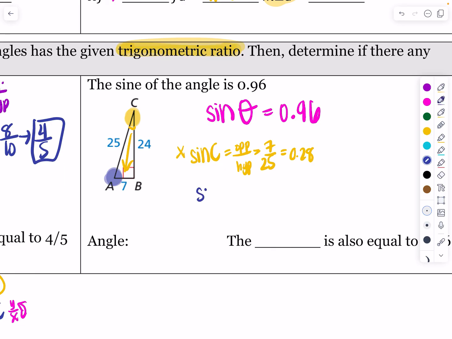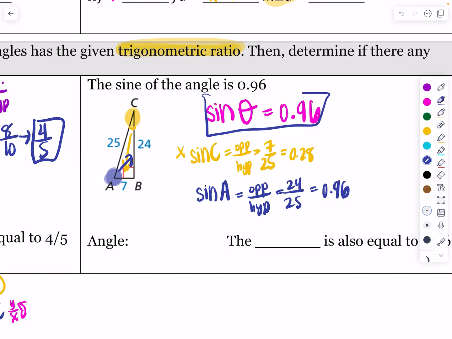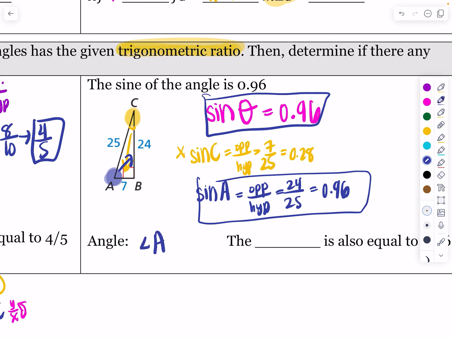the sine of A, but let's check it. Sine of A is going to be equal to its opposite over its hypotenuse. What is its opposite? 24. What is its hypotenuse? 25. That seems much more promising. 24 divided by 25 is going to give me a decimal of 0.96. So sine of theta equals 0.96, sine of A equals 0.96. So my answer is going to be angle A. That's the one that had that ratio.